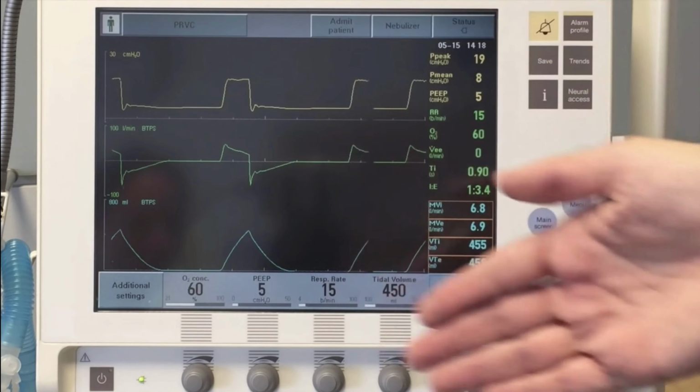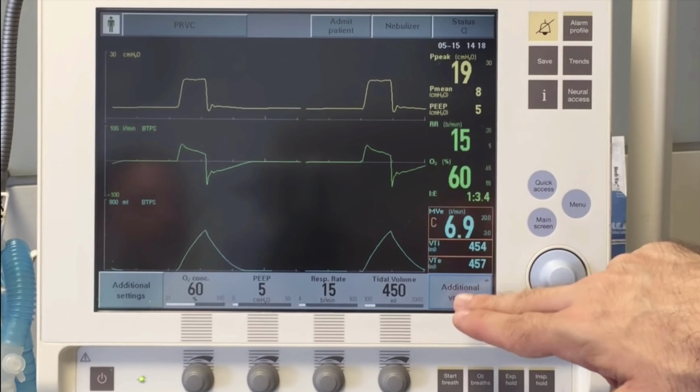We have an artificial lung here, and as you can see, the patient is set on PRVC, pressure regulated volume controlled. The patient is set with an FiO2 of 60%. There's a PEEP of 5 set, and you would change these by dialing the little knobs here up and down. There's a set rate of 15, and the tidal volume is set at exactly 450 milliliters.